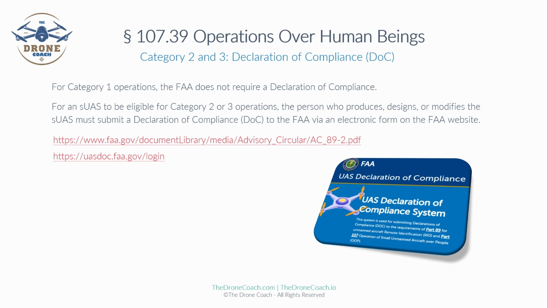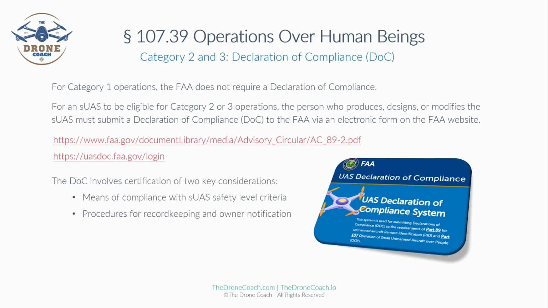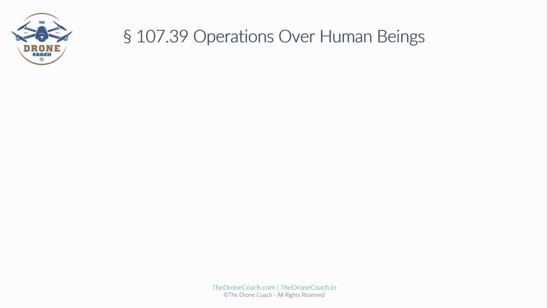Now, at the time of this video being made, these were the website links for application to apply for the Declaration of Compliance. If you're watching this in the far future and these links are invalid, just Google it. The DOC involves certification of two key considerations: means of compliance with SUAS safety level criteria, and procedures for record keeping and owner notification.